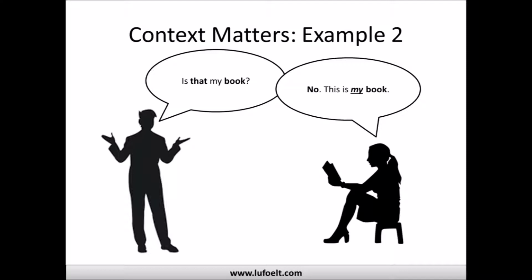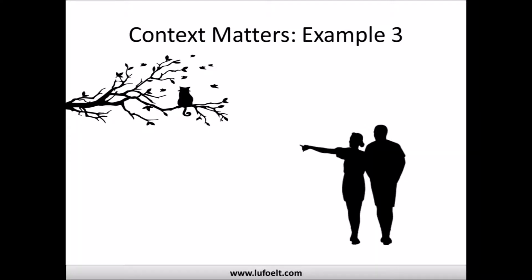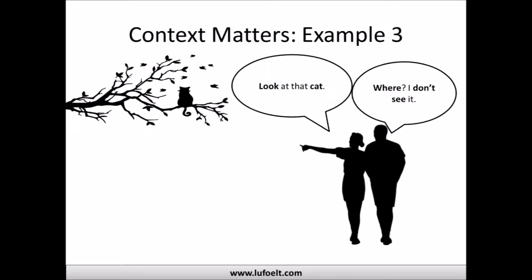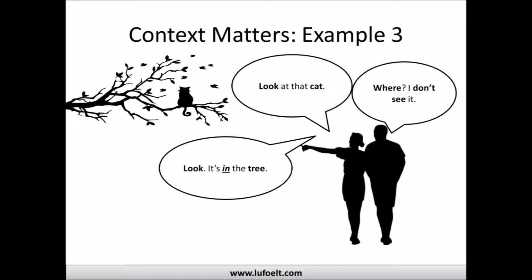All right, let's just take a look at one more example here. You could say, look at that cat. And then maybe the other person doesn't see it. Where? I don't see it. And then she responds by saying, look, it's in the tree, right? Or she could say, it's on the branch, right? So here she's stressing the preposition to make her meaning clear, okay? In this context, the preposition's really important because the other person doesn't understand.